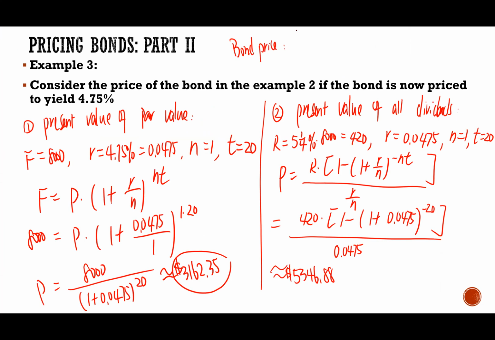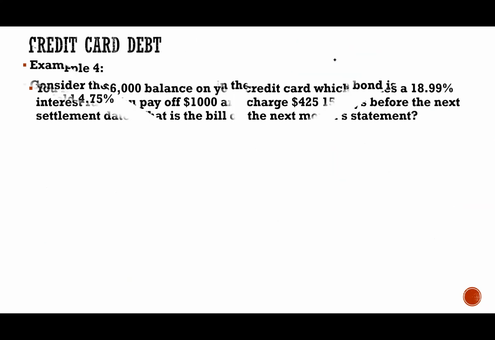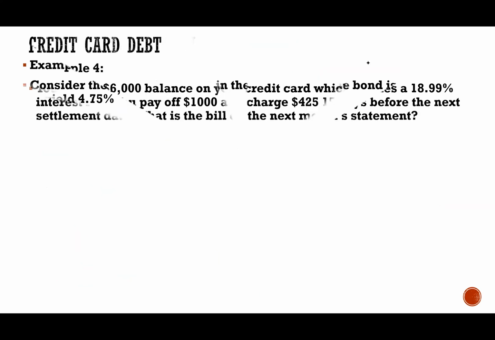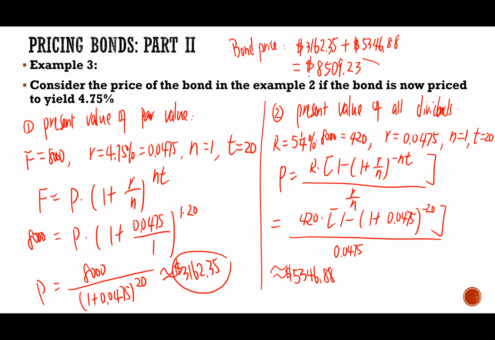So we have $3,162.35 plus $5,346.88. Okay, let's see what the total is. So 3, 2, and that's 9. And that's 0 again. Carry over 1, 5. And the last one is 8, right? So it's $8,509.23. Okay, let's quickly double check this using Excel.